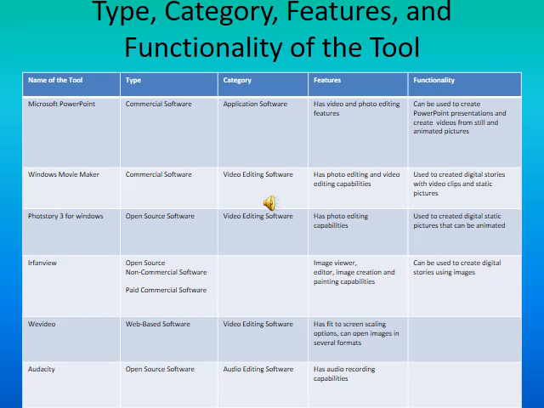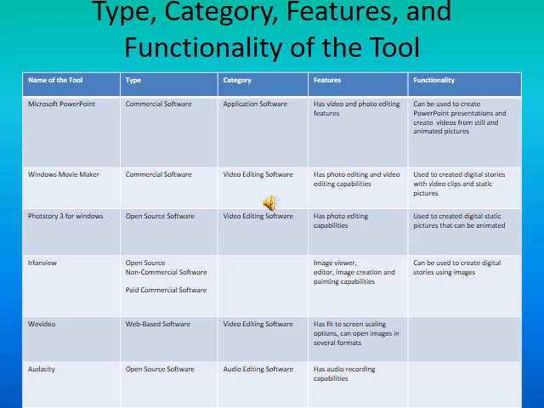On this slide, we're going to be taking a look at the name of the tool, the type of tool, the category, the features, and functionality of the tool that can be used within digital storytelling. The first tool that we have is Microsoft PowerPoint. Yes, Microsoft PowerPoint is a tool that can be used to create digital stories. It is a commercial software and it falls under the category of application software.